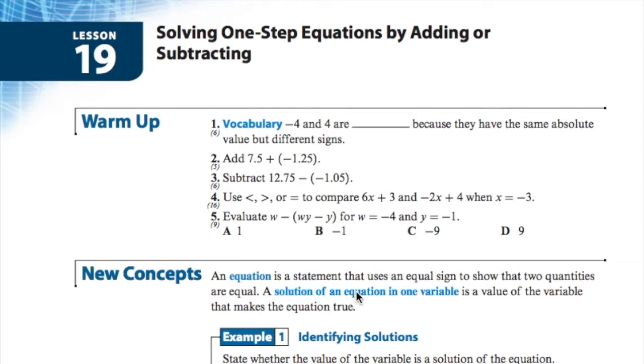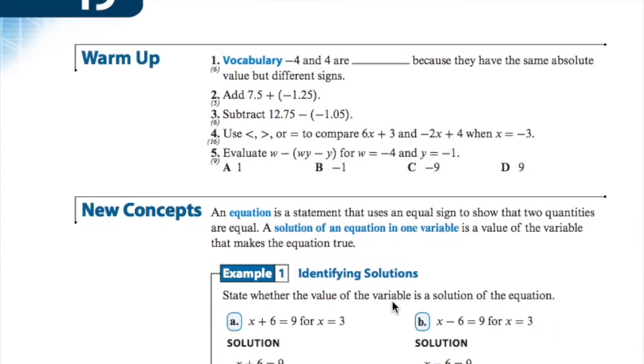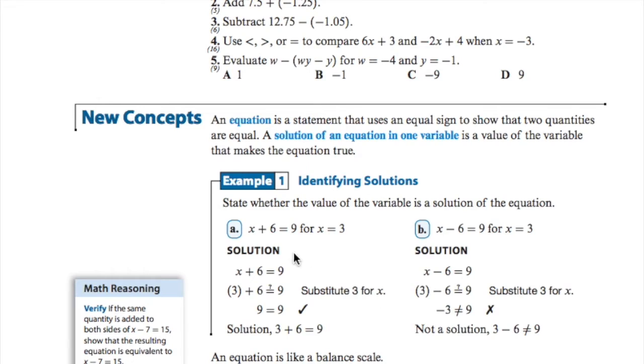A solution to an equation in one variable is a value of the variable that makes the equation true. So here we're going to begin in example 1, identifying solutions. We want to simply make the statement true. Whenever it has a variable, I'm going to say a variable represents a number plus the number that's given. So here we'd say a number plus 6 equals 9, or what plus 6 equals 9 for x equals 3. Plug that in. 3 plus 6 equals 9.